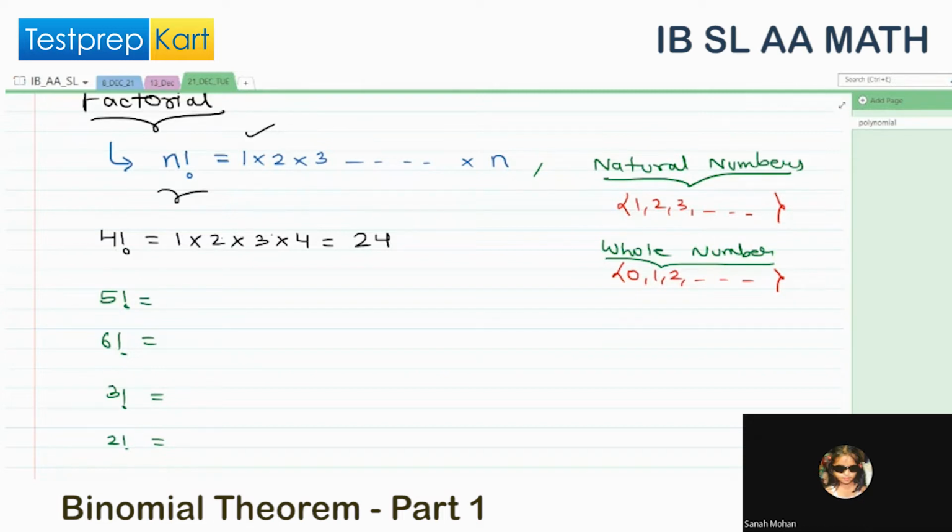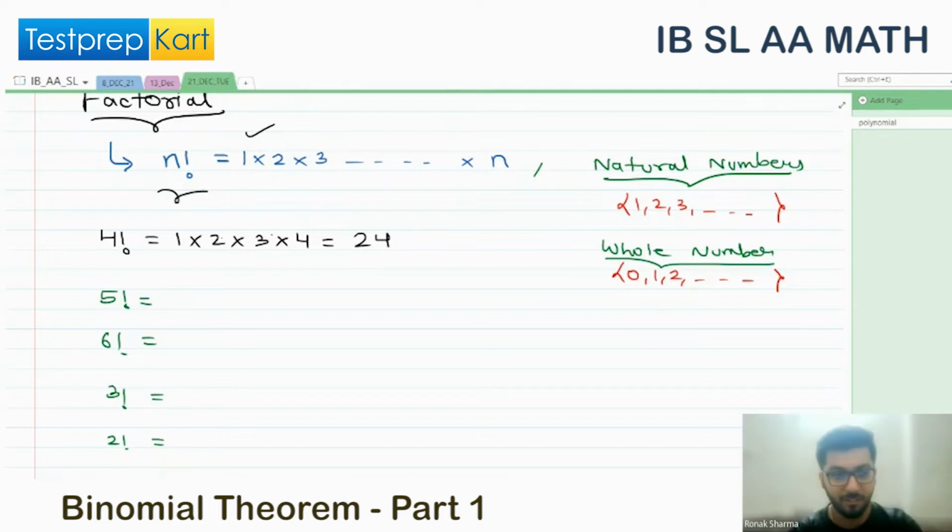So it'll be like 1 into 2. No, calculate the value. I have told you 4 factorial is 24. So what will be 5 factorial? It will be 1 into 2 into 3 into 4 into 5. So tell me the value of this product.